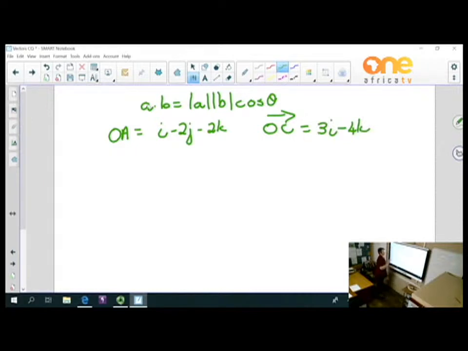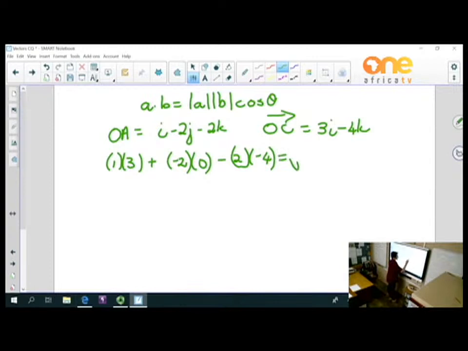So here, for A dot B, you mix the two. So ii is 1 times 3, plus negative 2. Now look at this one. There is no j there, so you're going to multiply with a 0 here. You multiply with a 0. And then minus 2 times negative 4. That is the calculation for that one.